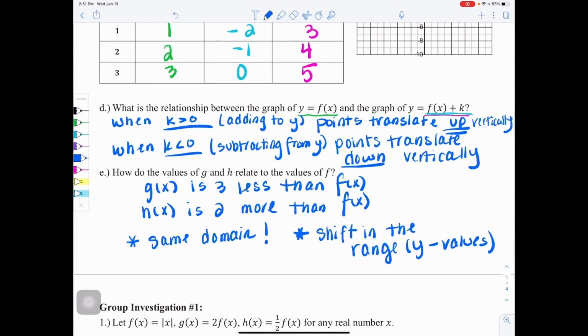Okay, and this concludes your example for 4 interesting transformations of functions day 1. You will now be working on investigation 1 on the next page.